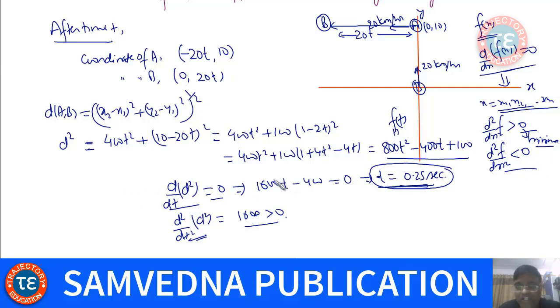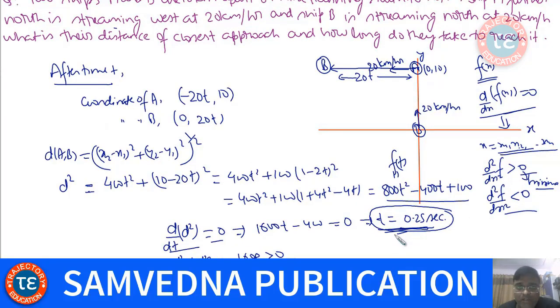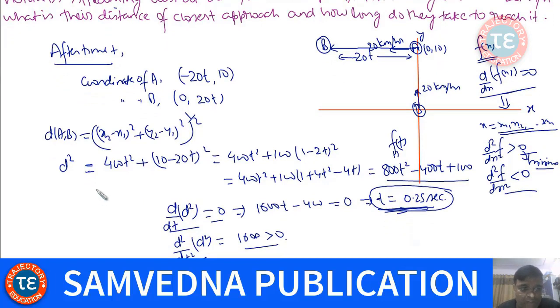There are slight applications of calculus which you will learn in due course, but this is what we require. So the distance is going to become minimum at this time, right? And at this time, what's the distance? You can just put this value. You put t equals 0.25, so that will be what?